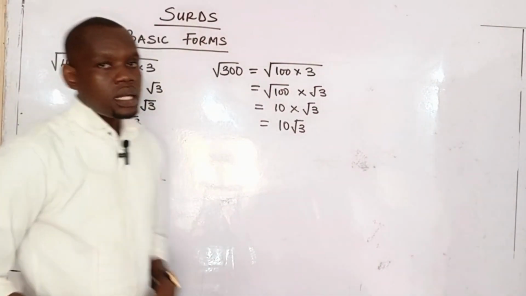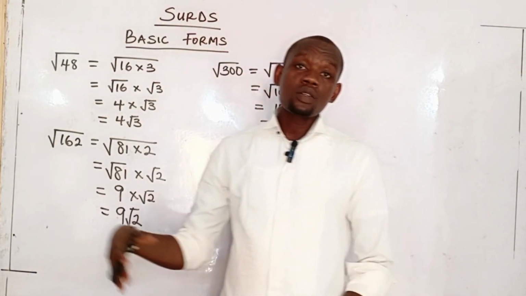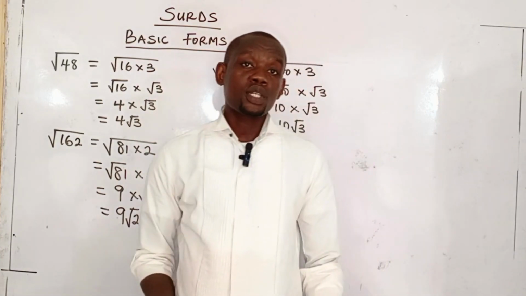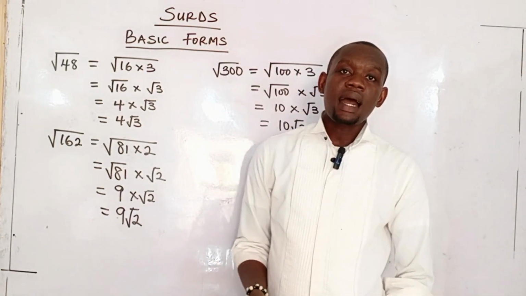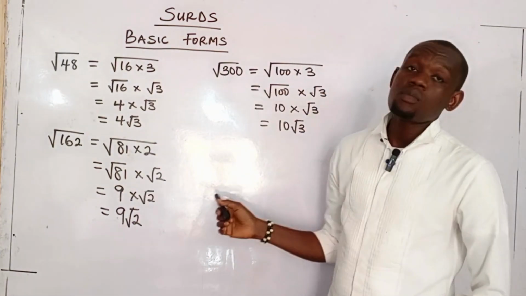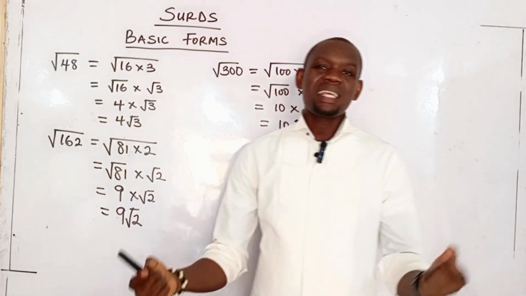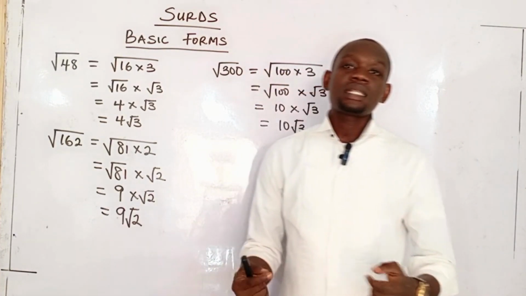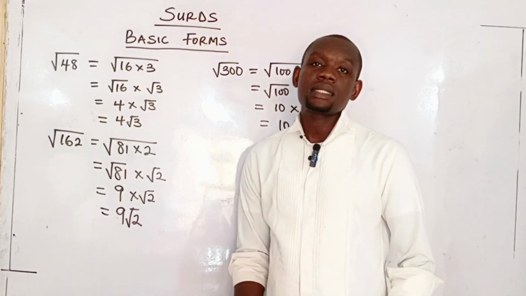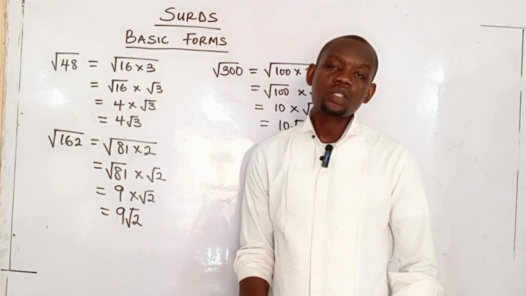Now, having done this, in our next video we are going to be discussing addition, subtraction, and multiplication of surds. In the addition and subtraction of surds, the basic form will also be needed, because there is what we call similar surds. And it is only similar surds that can be added or subtracted. So in the next video, we are going to discuss much on that.